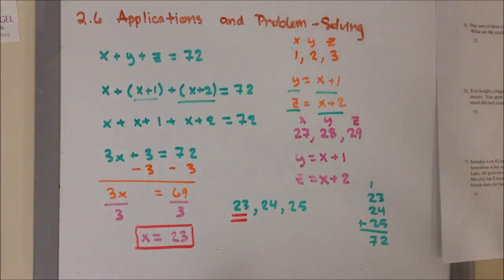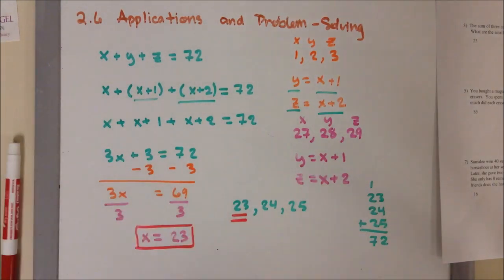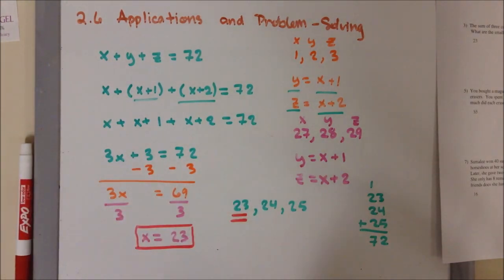So x equals 23. I didn't have to write x equals 24 or x equals 25 or find which one is the smallest. We already did that from the very beginning. So our final answer is x equals 23.